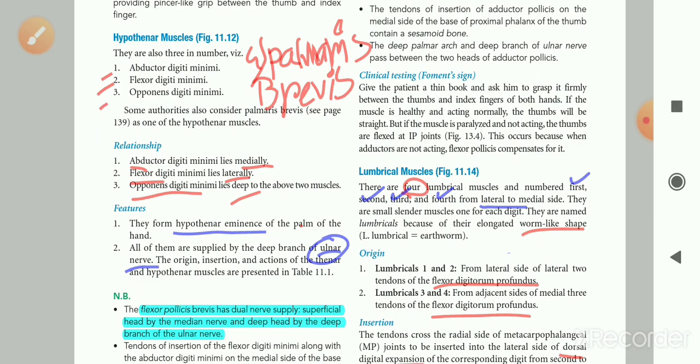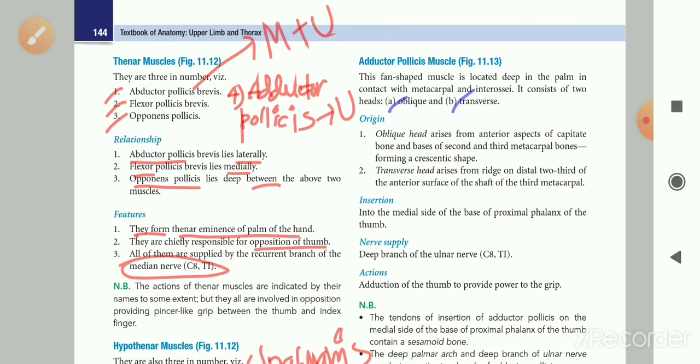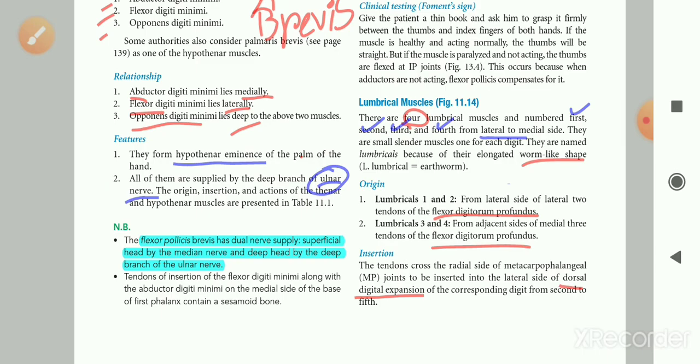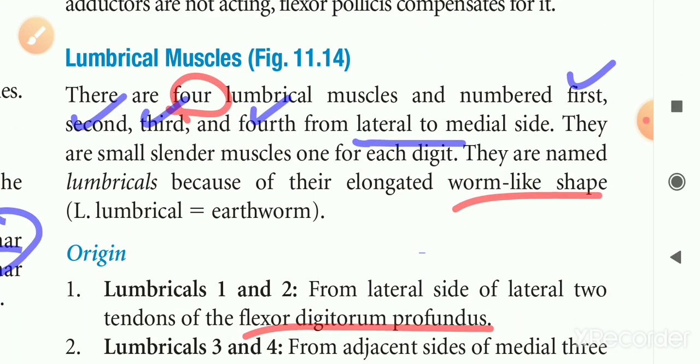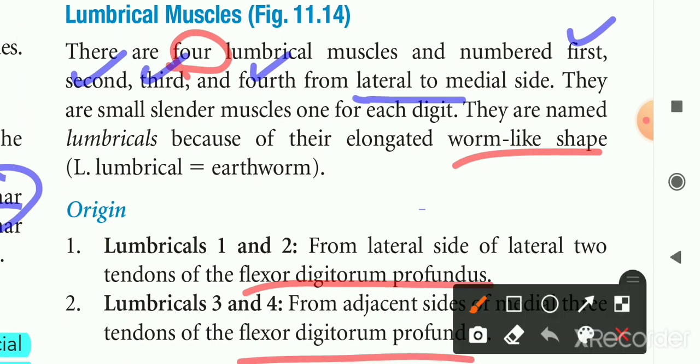Now come to our next muscle, the lumbricals. The lumbrical muscles are four in number, and they are numbered first, second, third, and fourth from lateral to medial side. They look worm-like. Lumbricals means worm-like, so that is why the name is lumbrical muscles.